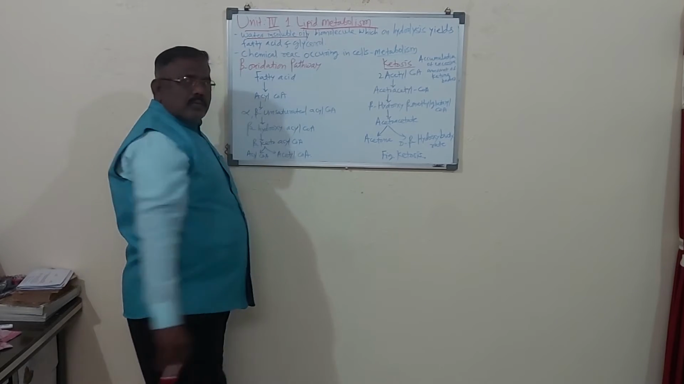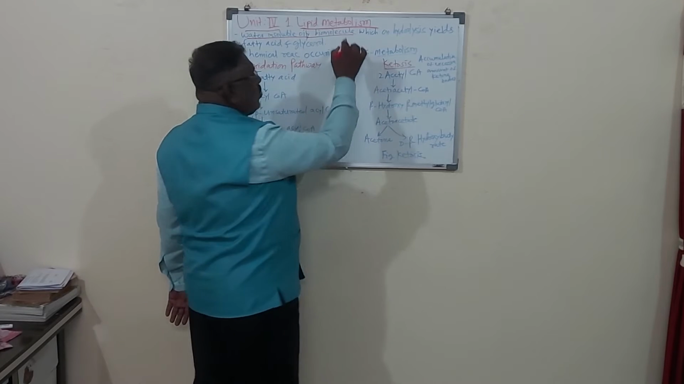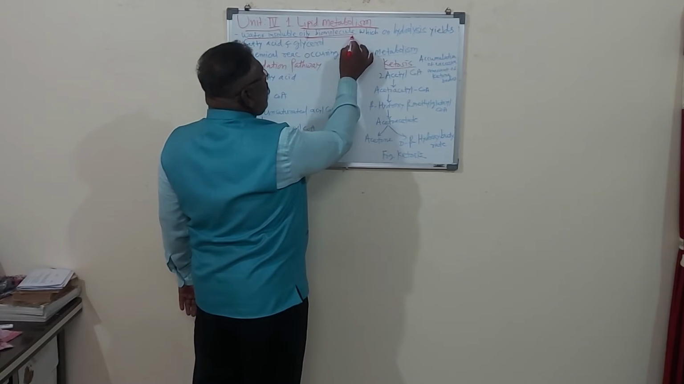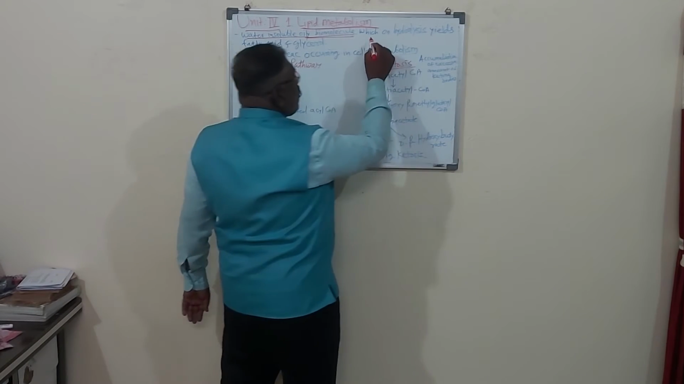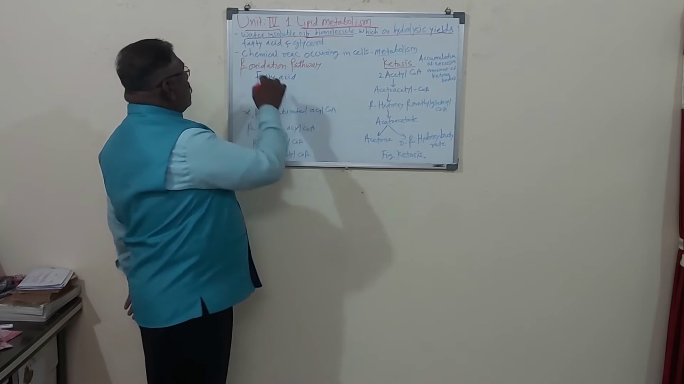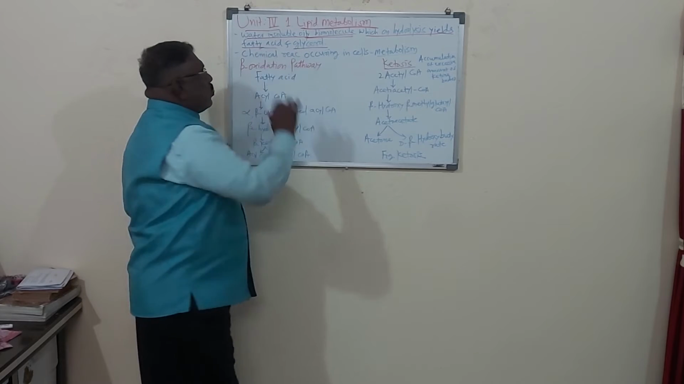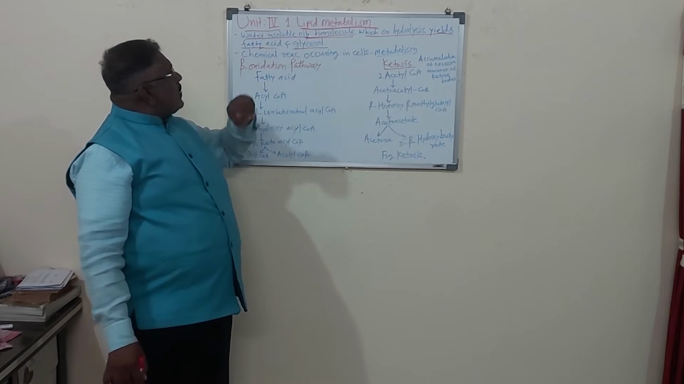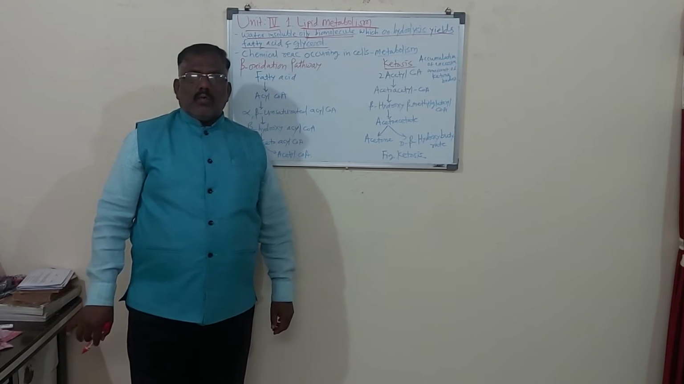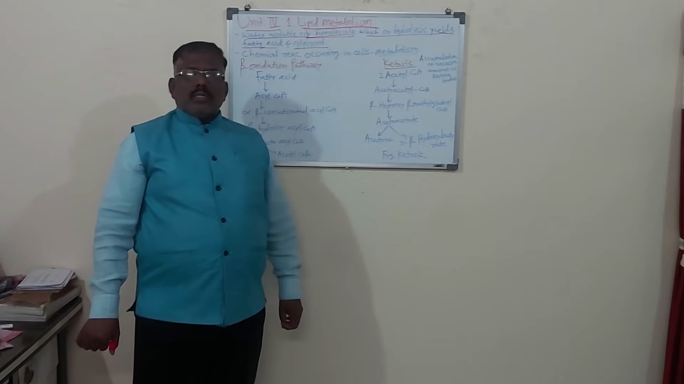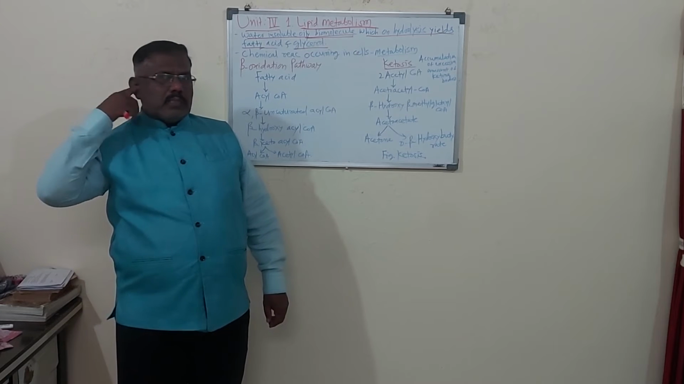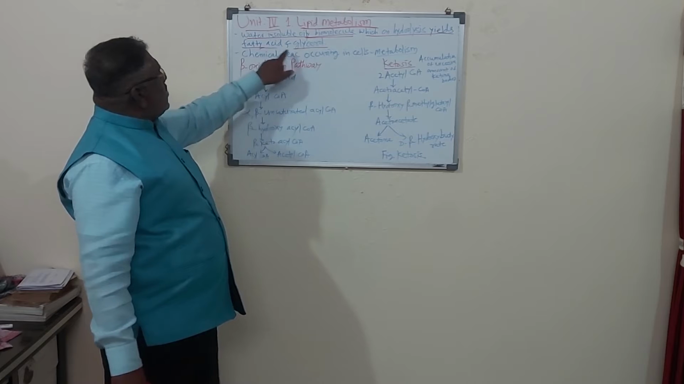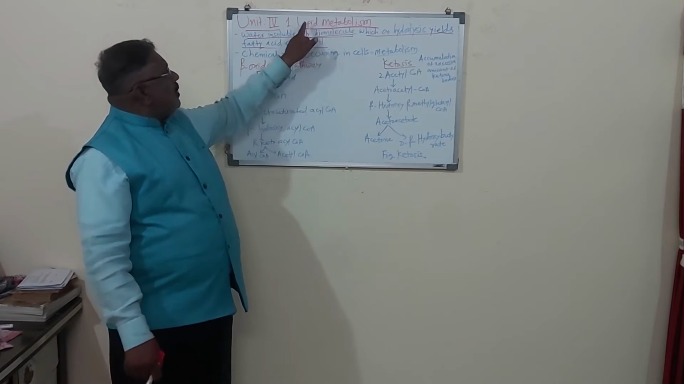Water insoluble oily biomolecules, which we have studied in Unit 1, which on hydrolysis yield fatty acids and glycerol, are called lipids. Remember, when we are studying lipid metabolism, we should first know what a lipid is. Lipid is fat. Lipid metabolism is fat metabolism. So water insoluble oily biomolecules which on hydrolysis yield fatty acids and glycerol are called lipids.